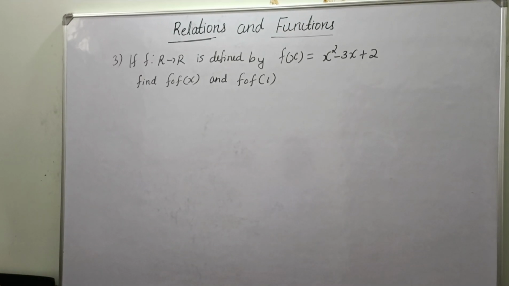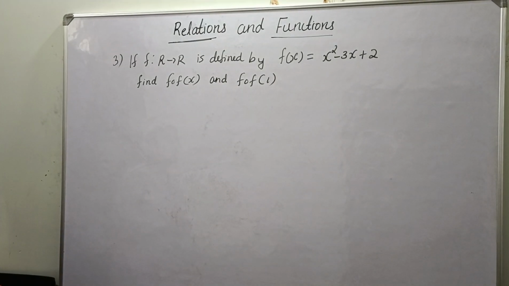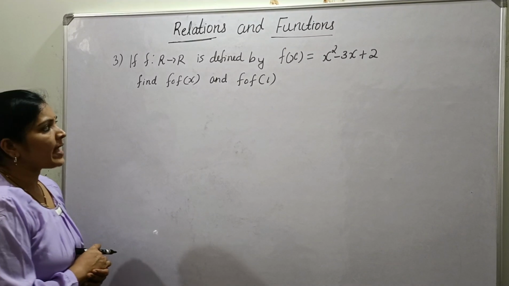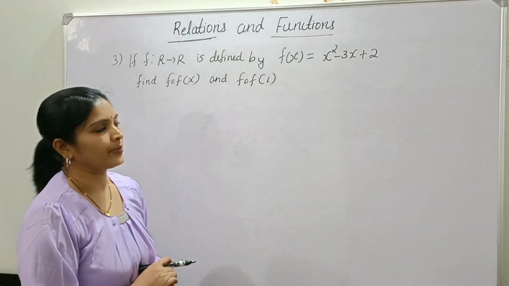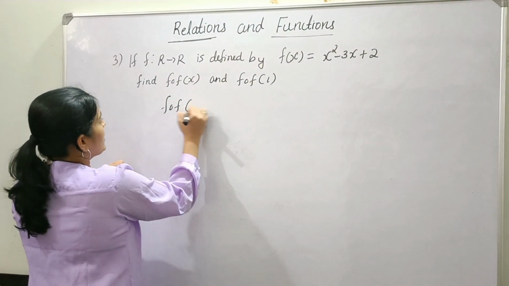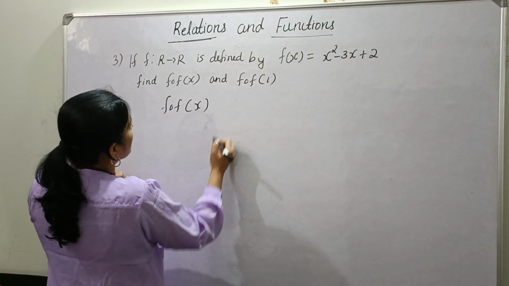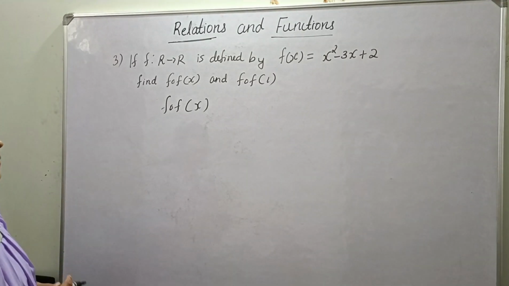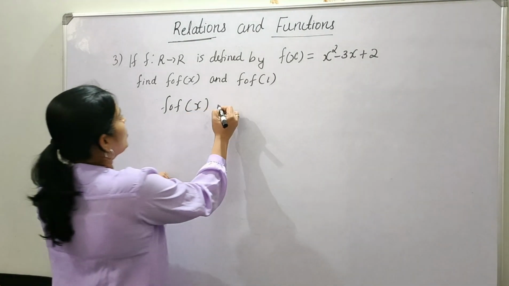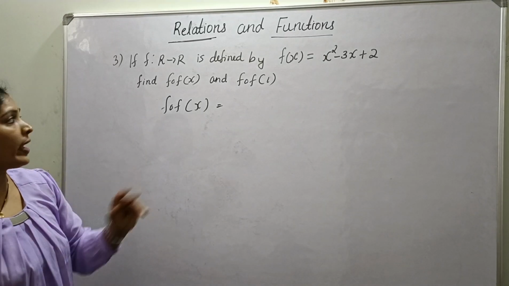Now third example: if f from R to R is defined by f(x) = x² − 3x + 2, find f∘f(x) and f∘f(1). First of all, let us find f∘f(x). Here function f is defined from R to R by f(x) = x² − 3x + 2. So f∘f is from R to R itself.